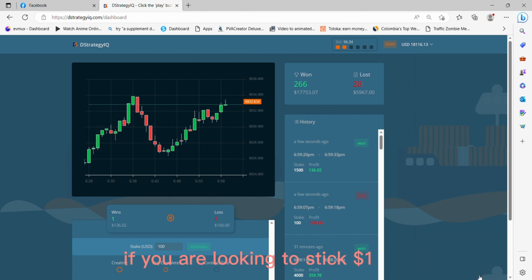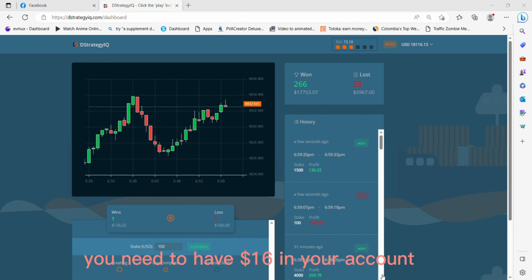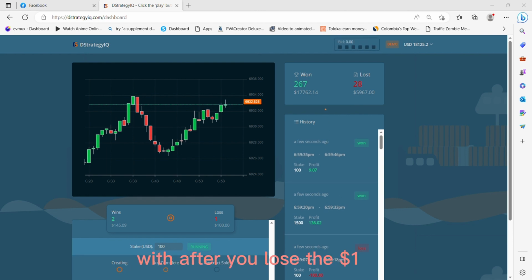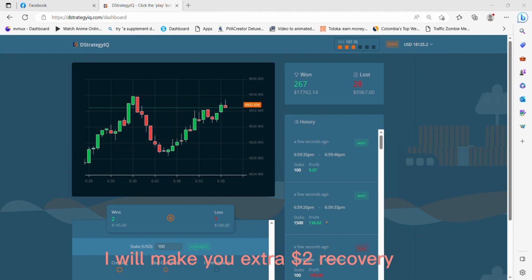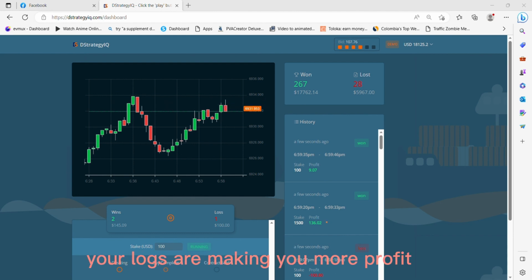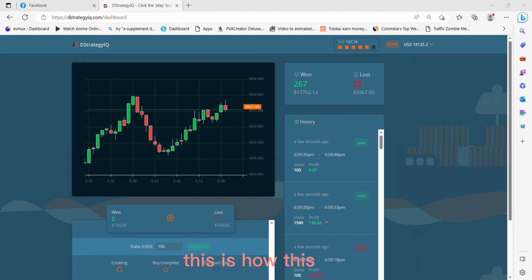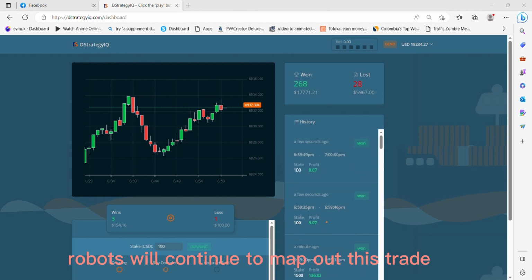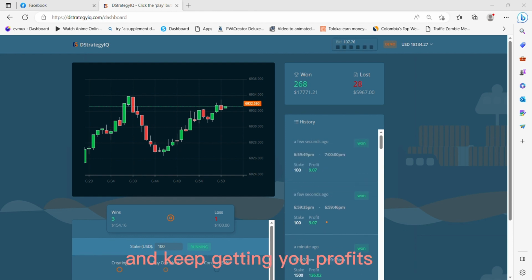That being said, if you are looking to stake $1, you need to have $16 in your account so that you can make it back on the next trade. After you lose the $1, it will stake $15 and will make you an extra $2. Okay, recovering your loss and making you more profit. This is how this robot will continue to map out this trade and keep getting you profits.